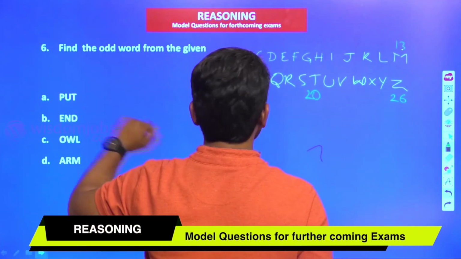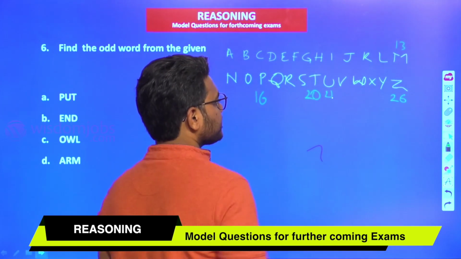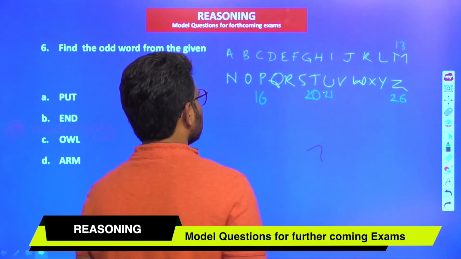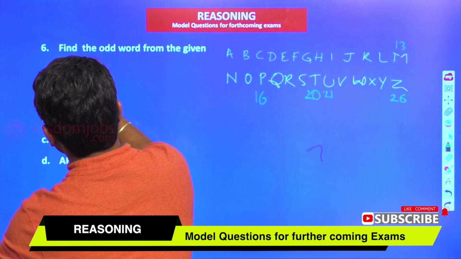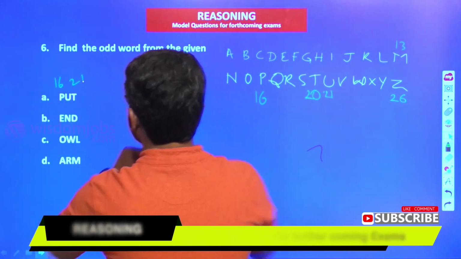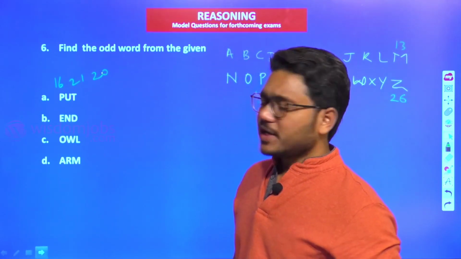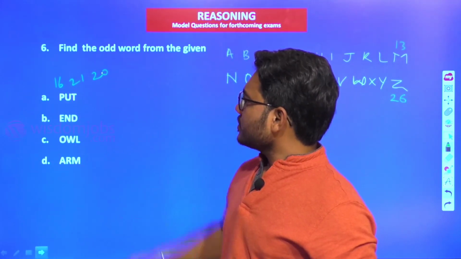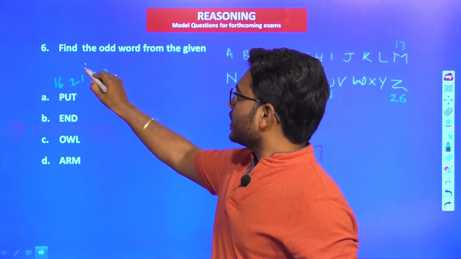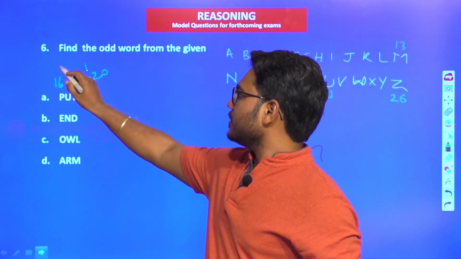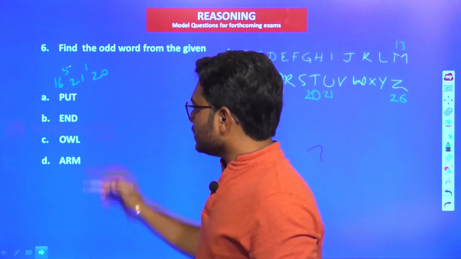If you see U, what is U here? Based on T, we could easily answer 21. What is U? 21. So I am just writing the numbers here. 16, U is 21. What is T? Again, T is 20. Just check whether it is following any pattern here. What is the difference between those numbers? There is only one difference here, and there is a 5 difference here. Let us check whether it follows the same thing.